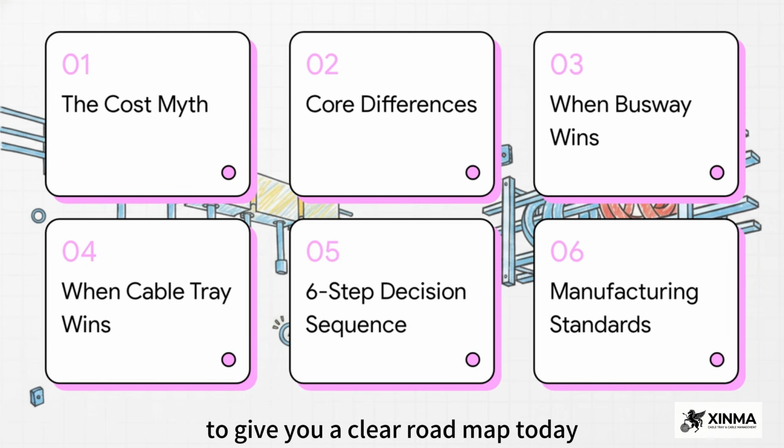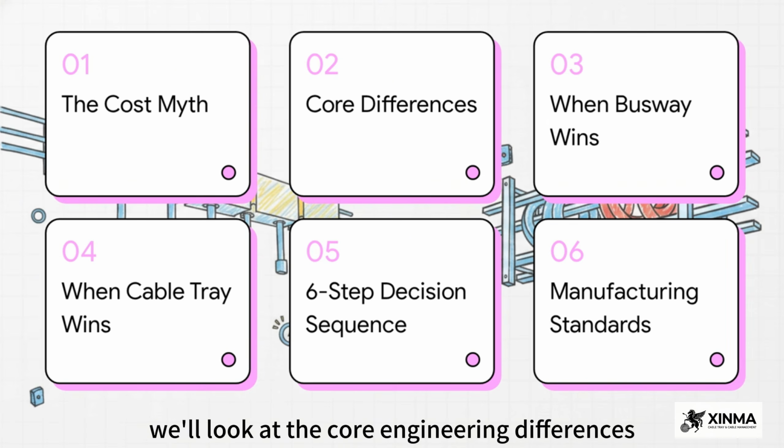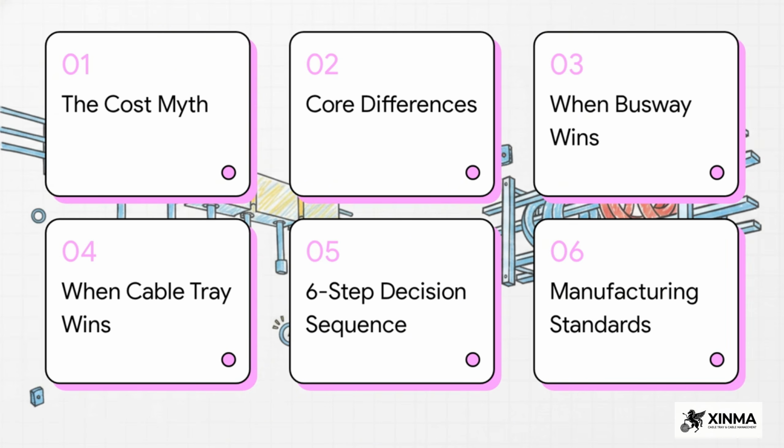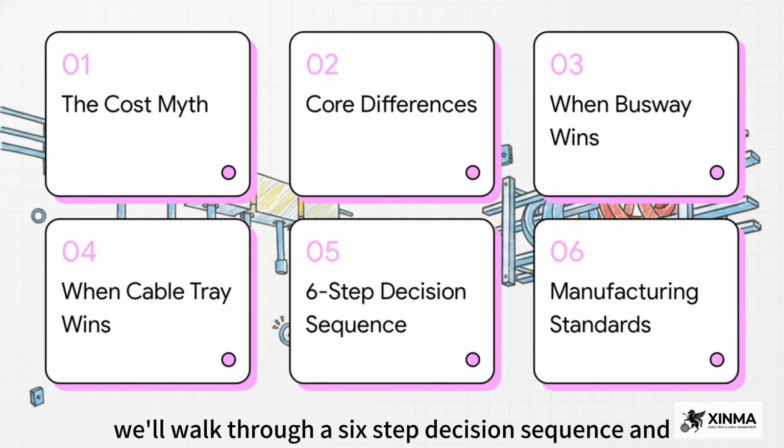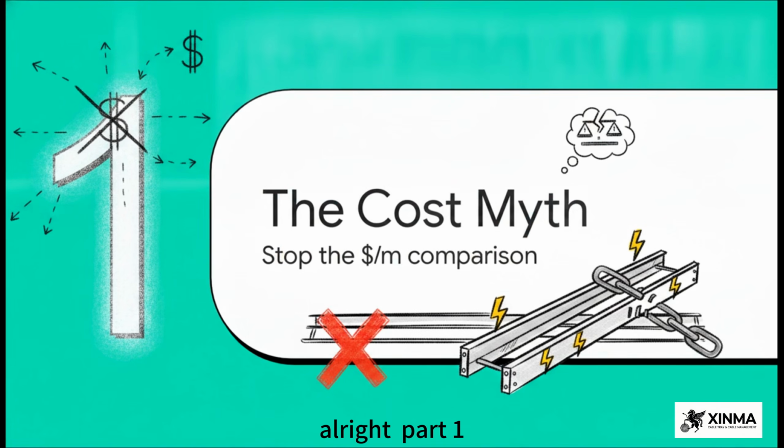To give you a clear roadmap today, we're going to hit 6 key areas. First, we'll bust that cost per meter myth. Then, we'll look at the core engineering differences, exactly when busway wins and exactly when cable tray wins. After that, we'll walk through a 6-step decision sequence and wrap up with global manufacturing standards. All right, part 1, busting the cost per meter myth.